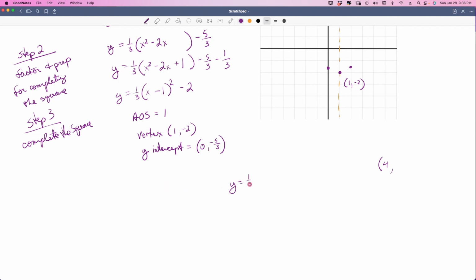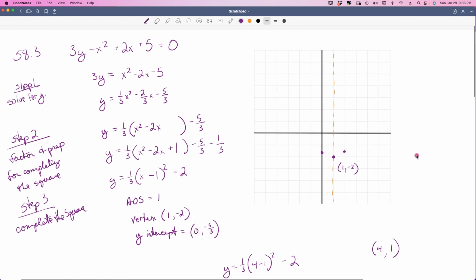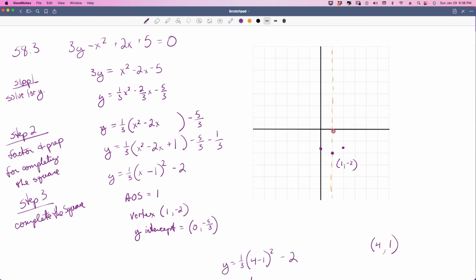Y is equal to 1/3 (4 minus 1) squared minus 2. 4 minus 1 squared is 3. 3 squared is 9. 9 divided by 3 is going to be 3. So y is equal to 3 minus 2, which is going to be 1. So 4 and 1 is going to be another point. So I just need to go to 1, 2, 3, 4, and 1. And now I can find that mirrored point on the other side. 1, 2, 3, 1, 2, 3.